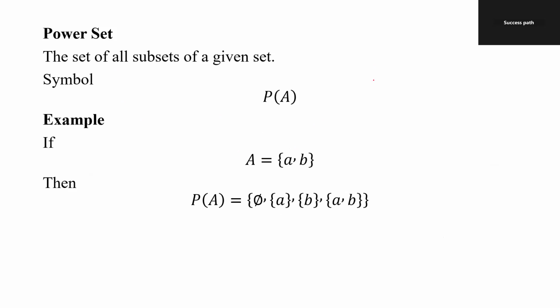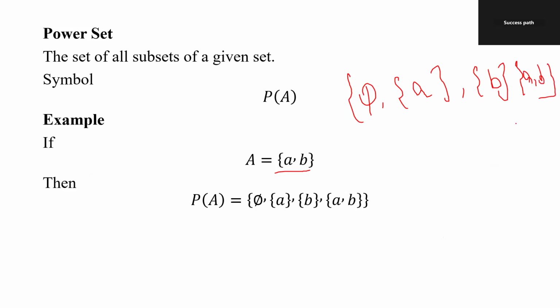For example, this is a two-element set, A comma B. How will we write its power set? First we have to write the empty set. Next the single element A, and next the single element B. Next, joined together, we write A comma B. So this is called the power set. For example, 2 power how many things? Two values. So 2 power 2 is equal to 4, we will get.